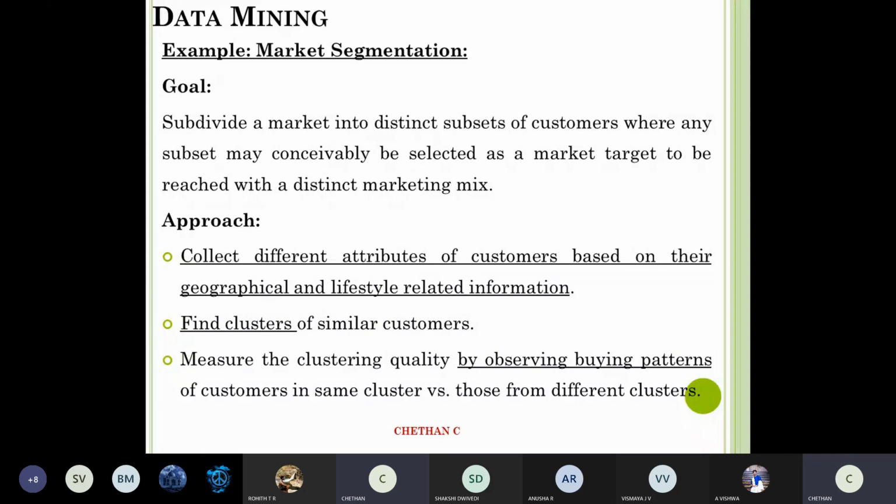Then we are going to find clusters of similar customers. Then based on that, we are going to measure the clustering quality by observing the buying patterns, of those in the same clusters versus those in different clusters. You can easily make out that the simplest example is what I told: people who want to buy sweaters and also ice creams.